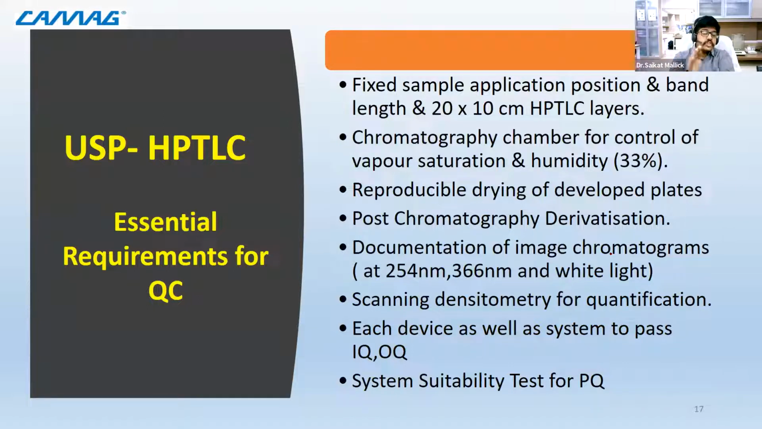This can be changed if you validate the method. Suppose you are getting a good separation in 10-minute saturation, you have to validate that experiment. Then you can say and publish that, yes, I have done an experiment where 10-minute saturation is giving me reproducible result. I have done all the validation parameters and I can use that.